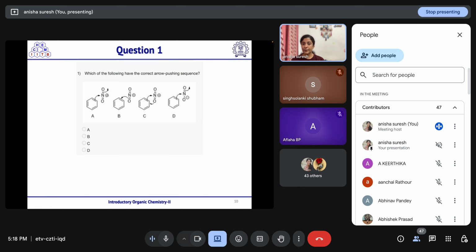And as you have said, this is the nitronium ion, and the double bond on the benzene can attack the nitrogen, and this lone pair and this double bond will break and push towards the oxygen. So option A is the right answer. Is this clear?